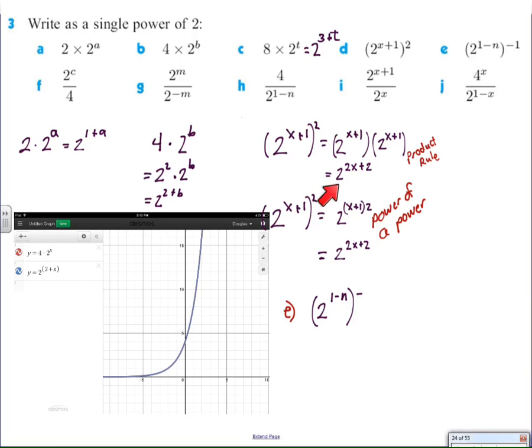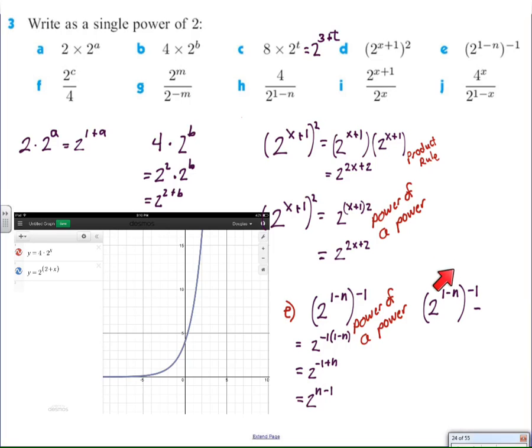Letter E says 2 to the 1 minus n, to the negative 1. I'm going to go straight to power of a power there and multiply 1 minus n times negative 1, which gives me negative 1 plus n, or n minus 1, which looks nicer. So that's using power of a power. You want to use the same concept.